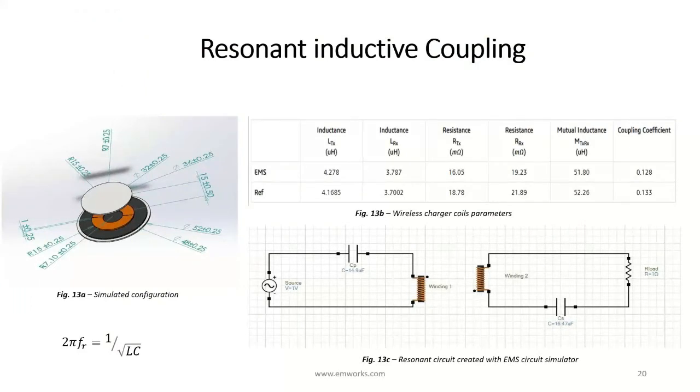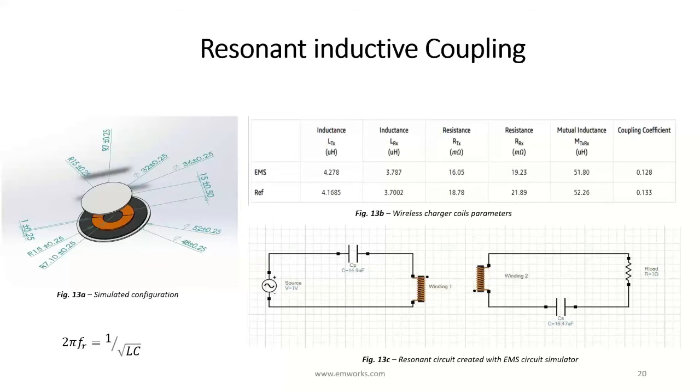Another way to improve the efficiency of an inductive coupling system is by using a resonant circuit. This technique allows us to increase the transmitted energy even when the coupling is weak. This goal can be achieved by having the primary and secondary coils operating at the same resonant frequency. Two series resonant capacitors should be added to both the transmitter and the receiver circuits. The capacitance value of each capacitor is computed using the resonance formula. This formula contains the resonant frequency and the inductance of each coil. This is why the inductances of the coils must be accurately calculated.